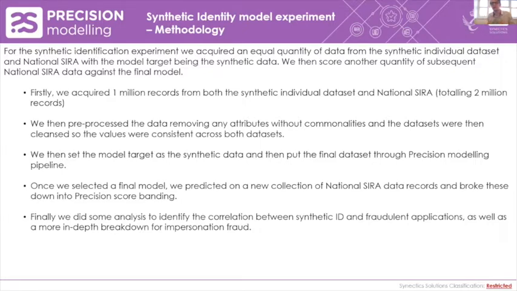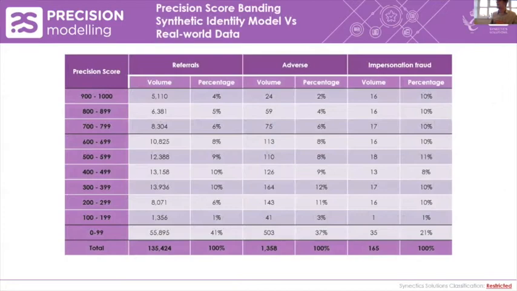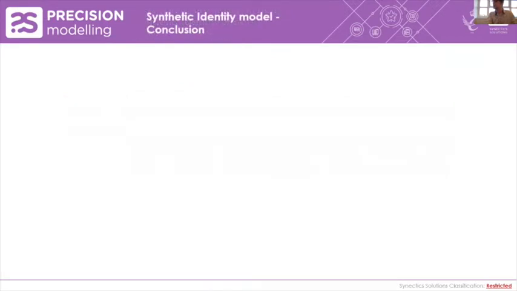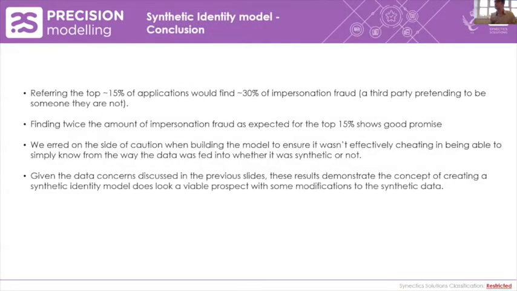How about we create a model that uses the computer-generated data to identify computer-generated data within our databases, within our own syndicate? So we tried to create a synthetic identity model using the synthetic data. And this was actually really quite successful. We managed to successfully classify the best part of 30% of impersonation fraud using the synthetic identity model across the top 15% of high-risk applications.